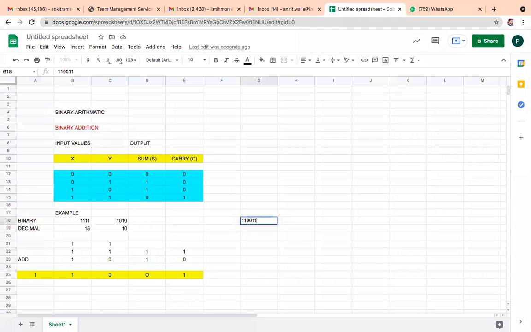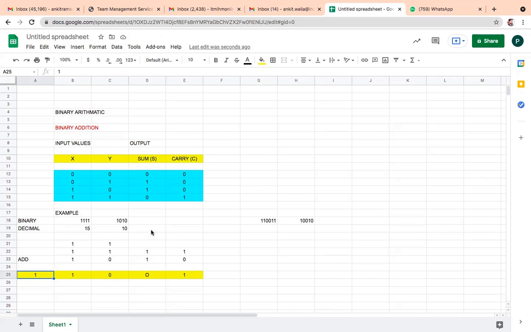Double one, double zero, double one. So actually the answer is double one, double zero, double one. Which part, sir? The last thing you have highlighted now. Yes, the answer, 110011. What do you call that, sir? It is the final number.